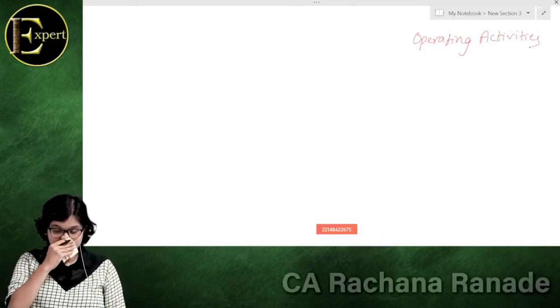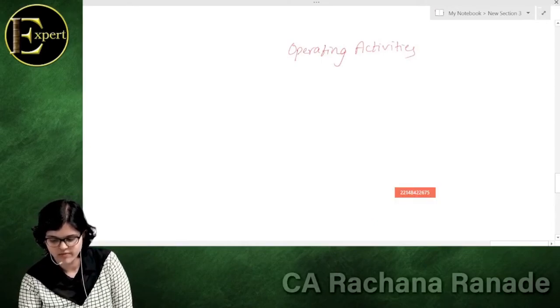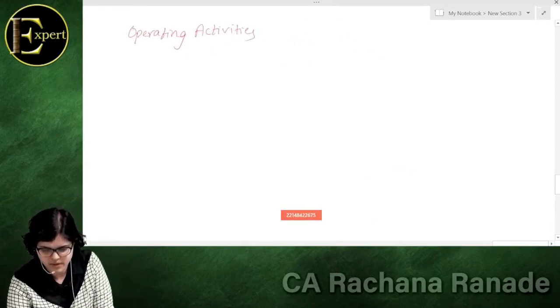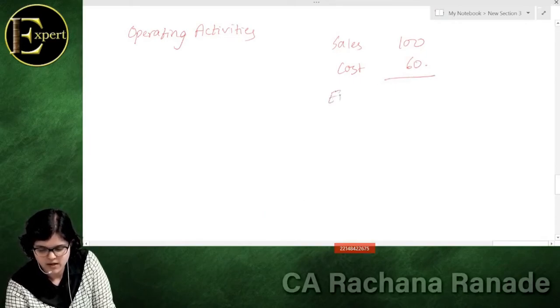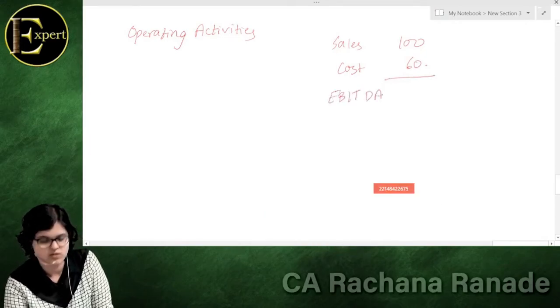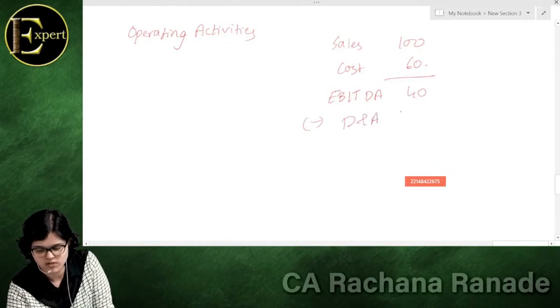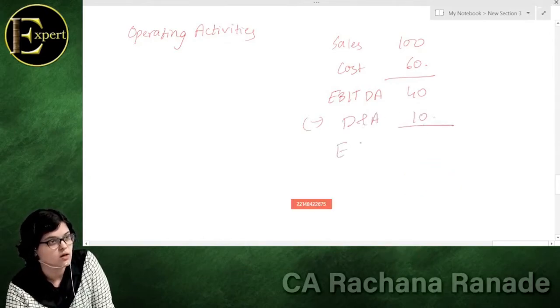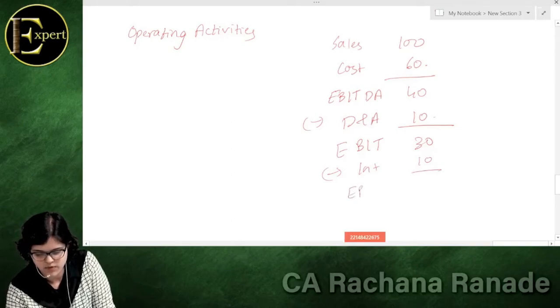But if you were to calculate how much is my cash flow, just as an example, we had done this example yesterday, but once again, sales is, let us say, 100, my total cost is 60, and let us say my earnings before interest, tax, depreciation and amortization is 40. Then what do I deduct? Depreciation and amortization. Let us say it is 10. What am I left with? Earnings before interest and tax, that is 30. What do we deduct? Interest. What do we get? Earnings before tax.